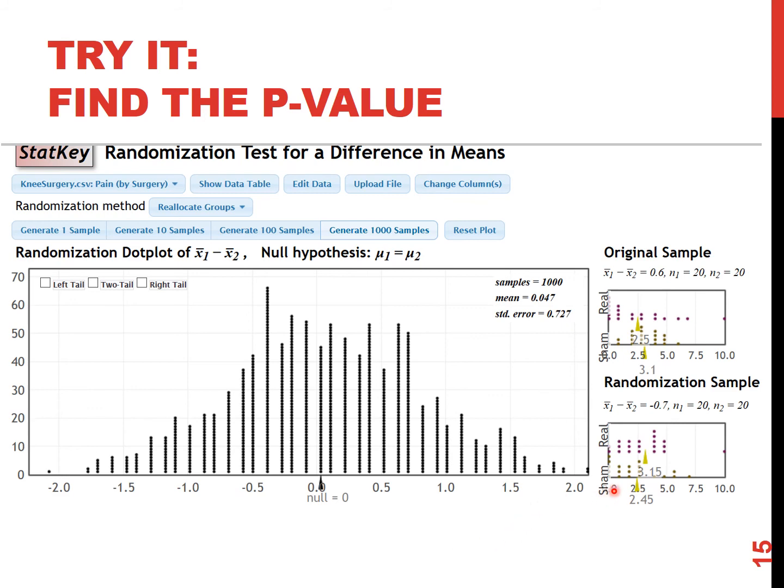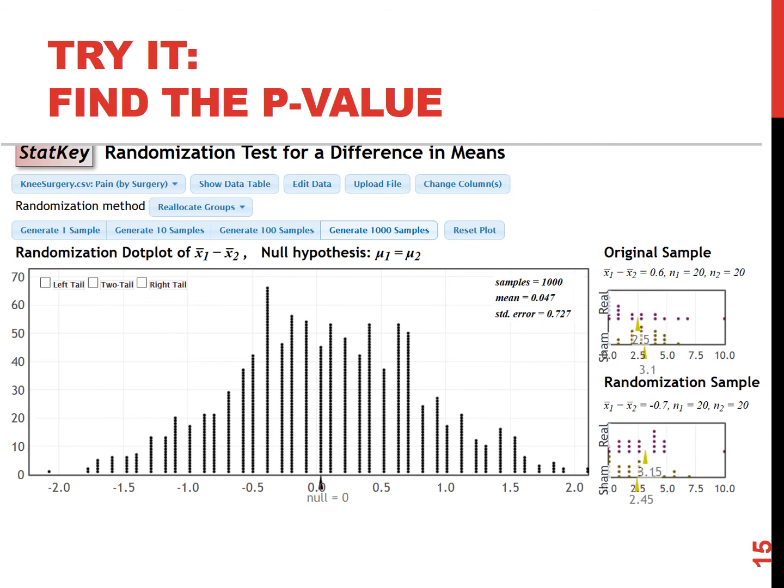Okay, so since we are looking to see if the pain scores are higher in the sham surgery than the real surgery, and we subtracted in that order, we've got a positive difference of 0.6. We're going to be using a right tail, and I'm going to find my original sample statistic, 0.6, down here on the bottom. It's somewhere around here. And I would figure out what proportion of the dots are at this point and further into the tail. Now, I'm not going to count all the dots, but it looks to me like it's somewhere around a quarter of the dots that are out there.